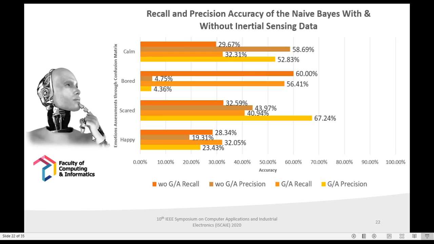So this is the Naïve Bayes. We can see the legend over here. The top 2 is without, the bottom 2 is with the inertial sensing data. We can see some of them have actually obtained better precision values compared to the rest. Such as over here, we can see scared and happy had higher precision values compared to bored and calm, where they suffered slightly or greatly in terms of precision values.